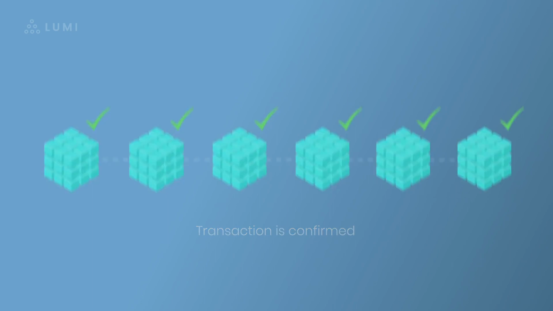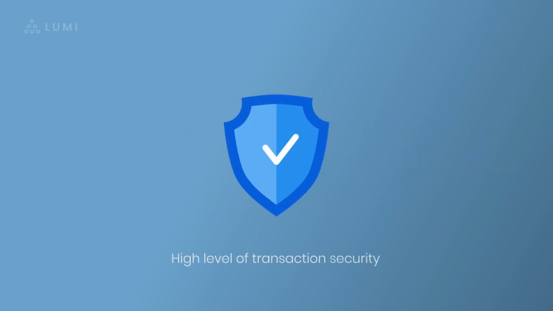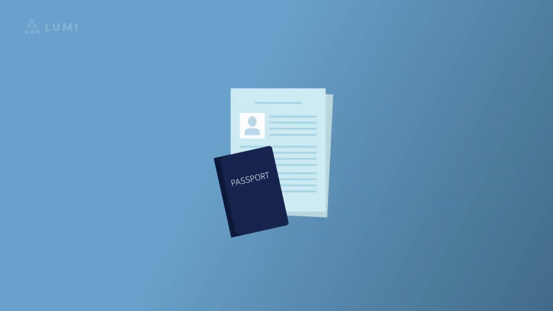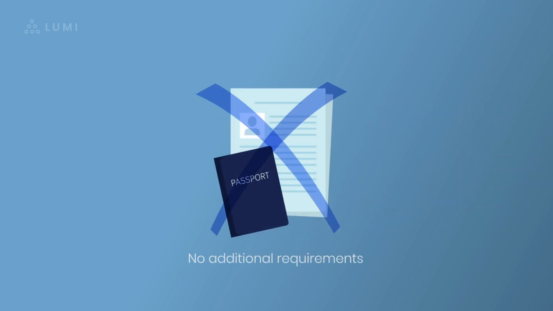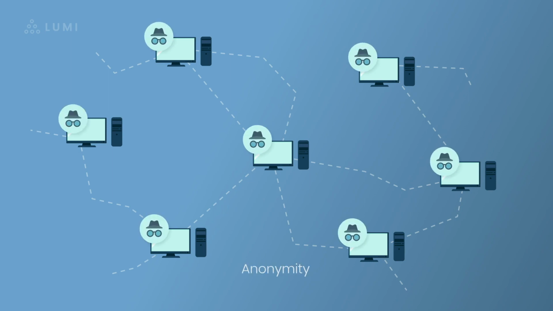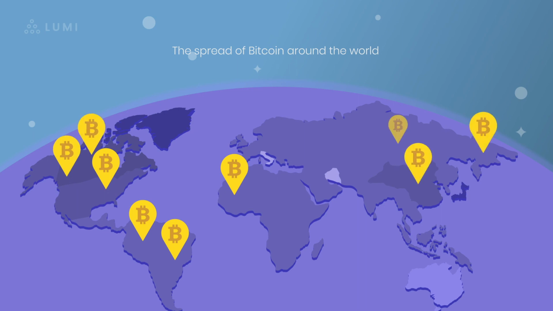Key benefits of the Bitcoin system. Decentralization. There are no authorities such as banks or governments. High level of transaction security and safe storage of funds thanks to mathematical algorithms and cryptography. The network operates 24/7, 365 anywhere in the world with internet access. There are no additional requirements for making transactions. High transaction processing speed, especially in case of international transactions. All network participants are anonymous, but at the same time, everyone has access to the history of all transactions on the network.